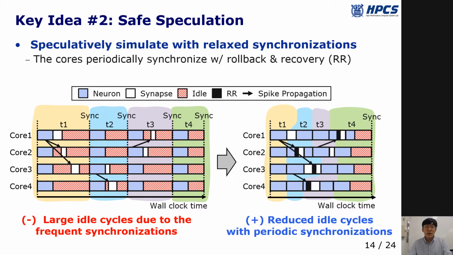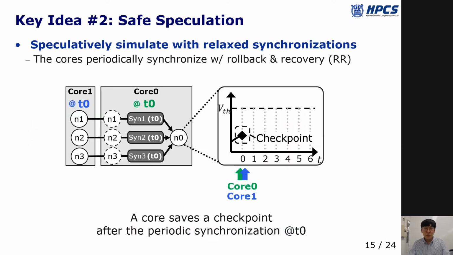Note that in some cases, the speculation may fail and a core may receive spikes from other cores during the speculation. To handle such cases, safe speculation requires rollback and recovery support to ensure accurate simulations. Now, let's dive into the details of safe speculation. After the periodic synchronization at T0, the simulator saves the checkpoint.